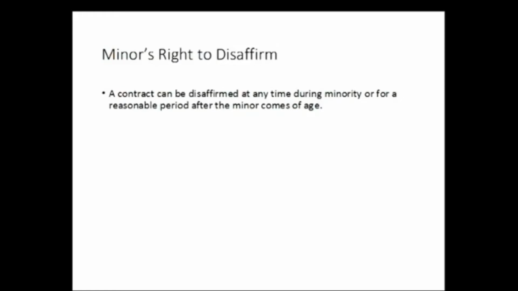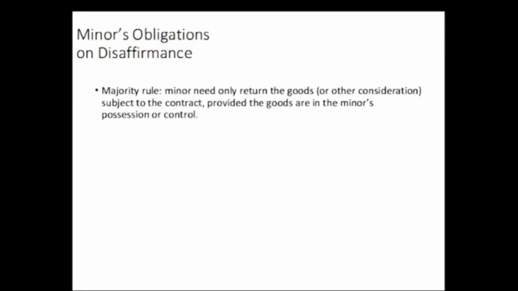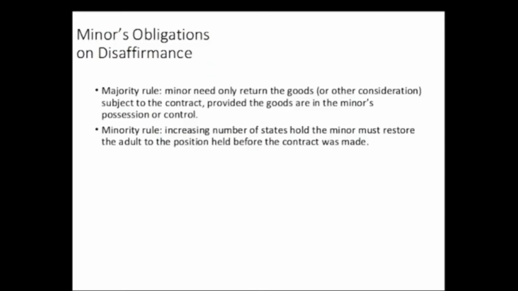So a minor has the right to disaffirm. It can be done any time during the minority or for a reasonable period of time after the minor comes of age. So a minor makes a contract. Once they turn 18, it can be enforceable. If they turn 18 and disaffirm a week later, that's okay too. It must be for the entire contract, not just parts of it. And the disaffirmance can be either expressed or implied.